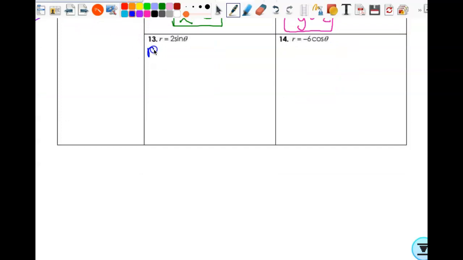So I'm going to have r times r equals r times 2 sine theta, because whatever I do to one side, I can do to the other, right? So I'm multiplying both sides by r. You don't necessarily have to write this step every time, but I want you to go back and look at this so you know where things came from. So that means that r squared is equal to 2r sine theta.